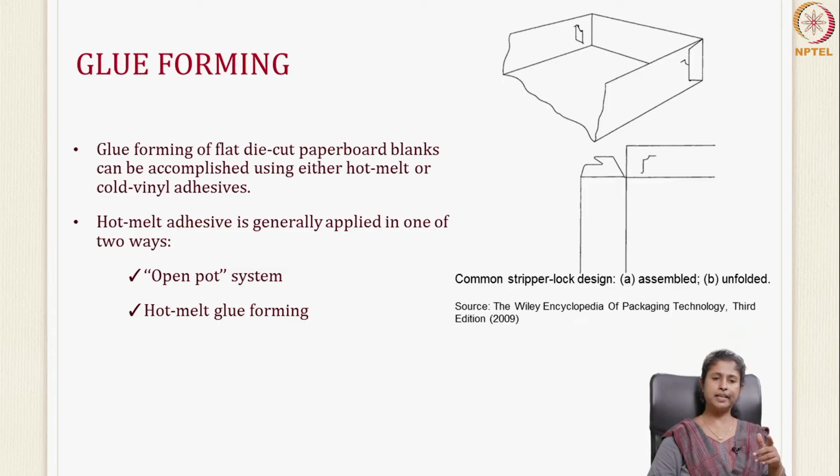Now the hot melt is generally applied in either a hot pot system or a hot melt glue forming system. So if you look at this picture, picture A shows you an assembled carton and picture B is the unfolded one. The unfolded ones, by using adhesives, you can form them and glue them together by using either the hot melt or the cold adhesive. Second method of forming the cartons.